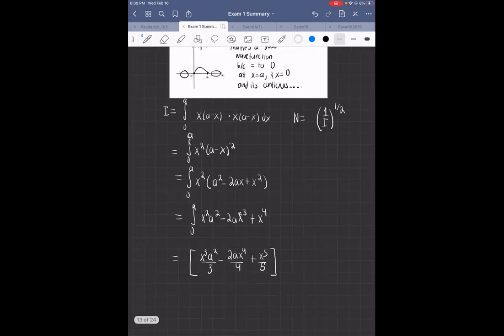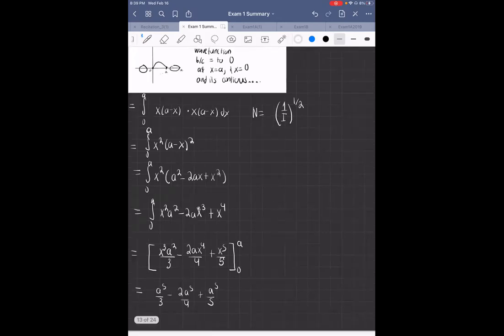This would be 0 to a. So we don't have to worry about the 0 because when we plug in 0, we just get 0. So we just have to worry about the a. So then we get a to the fifth over 3 minus 2a to the fifth over 4 plus a to the fifth over 5.